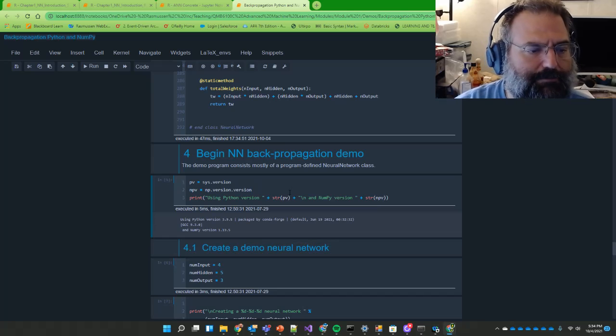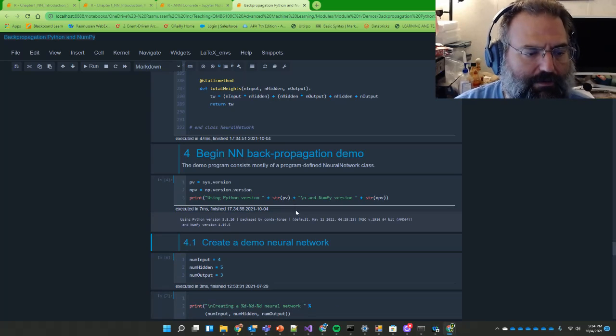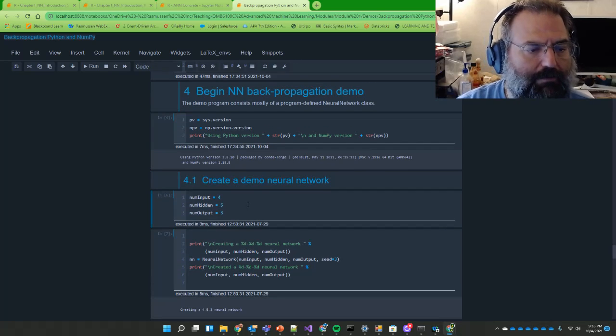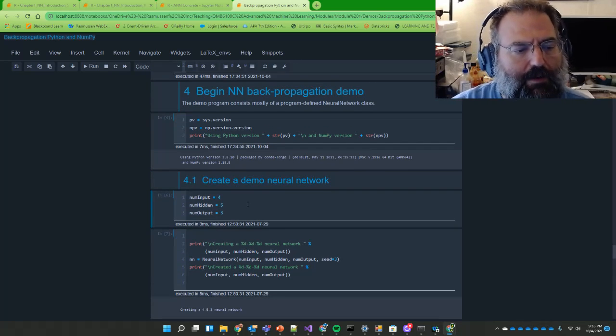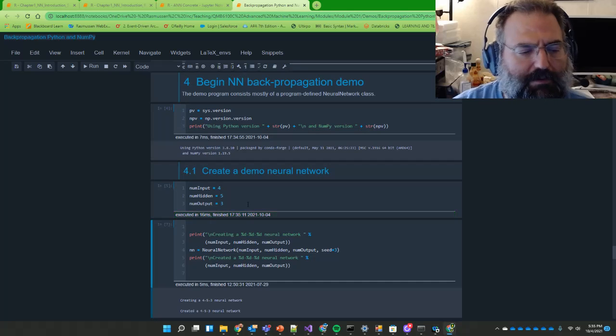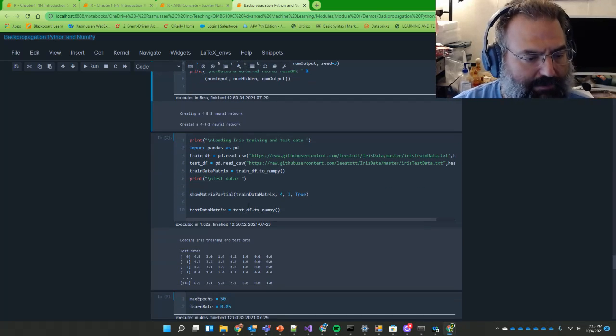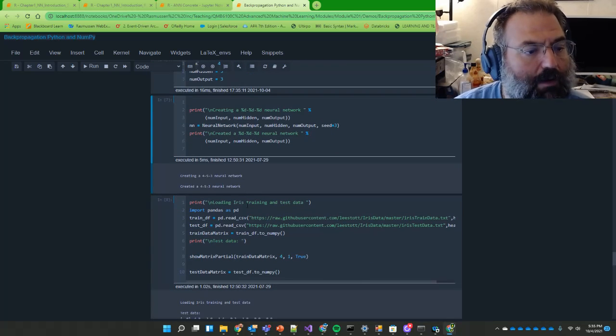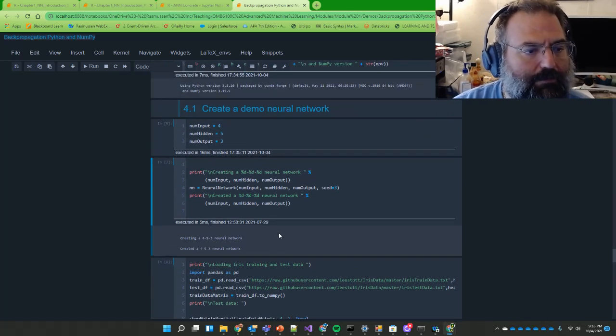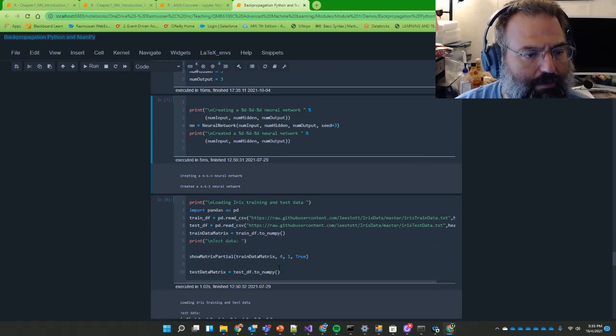So we start off, in this case it's just letting us know what version of Python we're using and what version of NumPy. I don't figure it matters too terribly much. So we're going to create a 4-5-3, so 4 inputs, 5 hidden, and 3 outputs. 4 likely being because it's the number of classes in the iris, although there's 3 in iris. I'm not sure why there's 4.